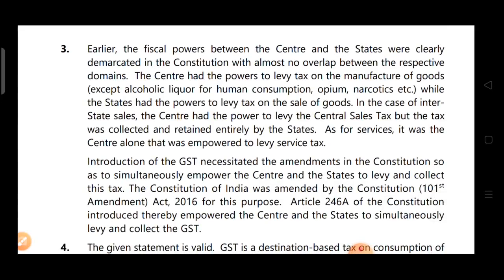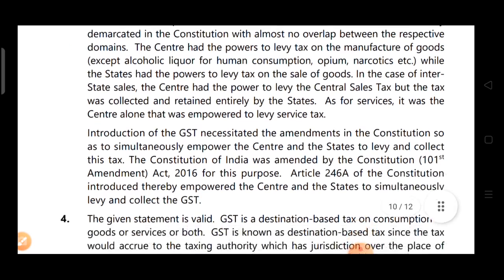The introduction of GST necessitated amendments in the constitution so as to simultaneously empower the centre and state. This simultaneous empowerment was not there in the earlier regime. That was the need to amend the constitution so as to simultaneously empower the centre and state to levy and collect this tax. The Constitution of India was amended by the Constitution Act 2016 for this purpose. Article 246A of the Constitution introduced thereby empowers the centre and state to simultaneously levy and collect the GST. So to empower both centre and state simultaneously, this amendment was required. Okay.